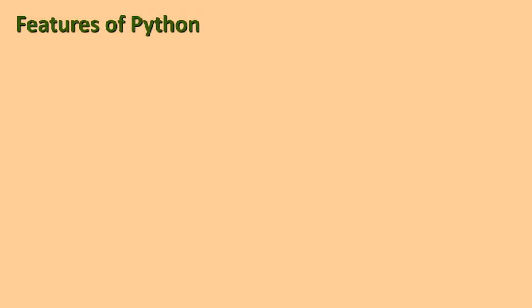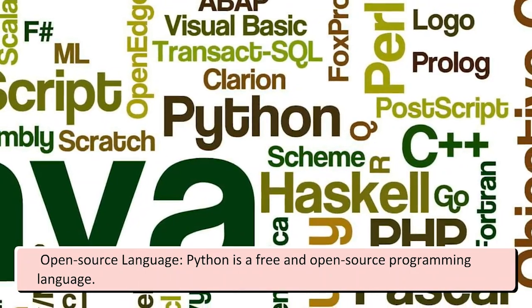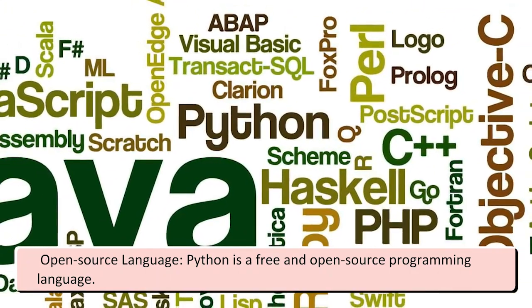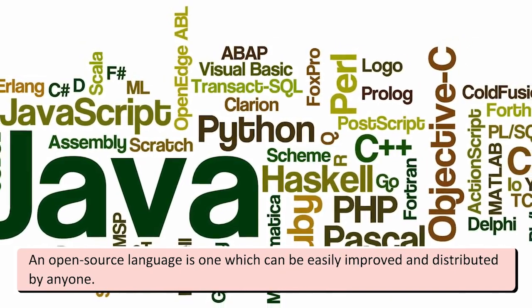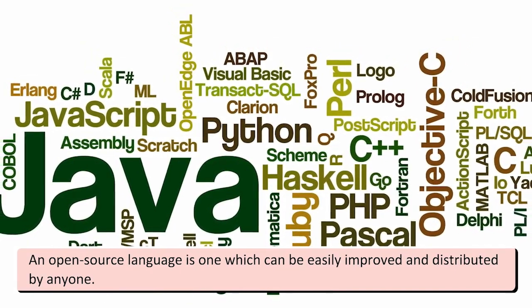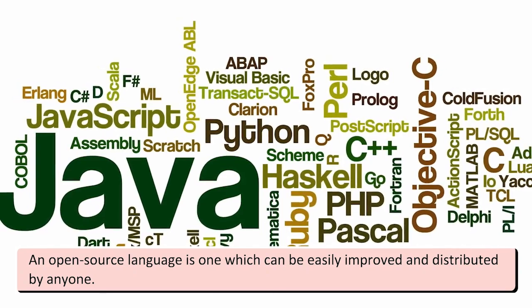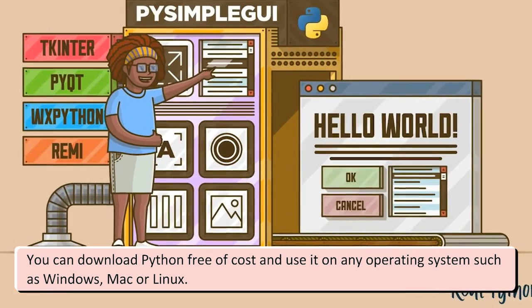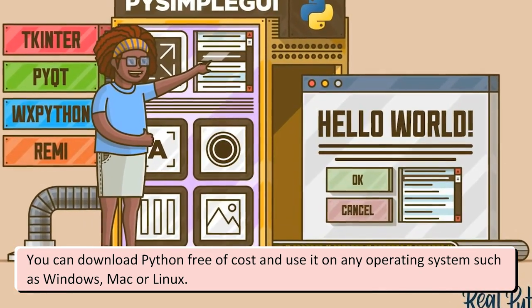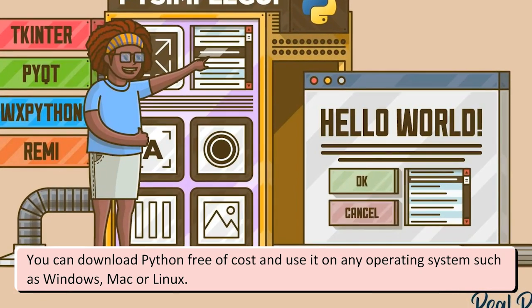Features of Python. Open source language. Python is a free and open source programming language. An open source language is one which can be easily improved and distributed by anyone. You can download Python free of cost and use it on any operating system such as Windows, Mac or Linux.